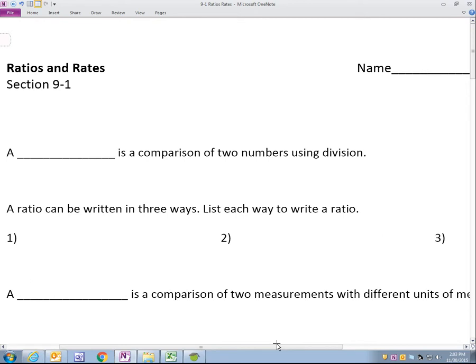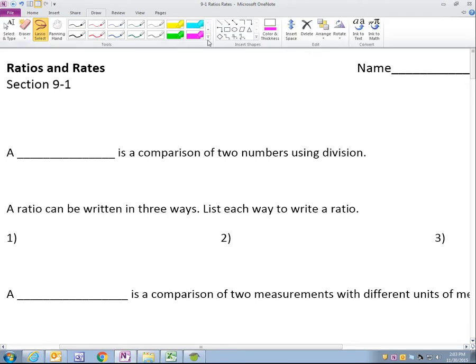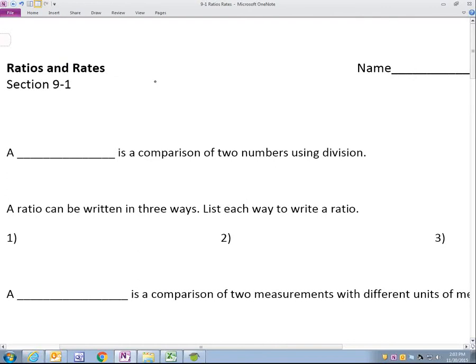A ratio. We ready? I'm ready. A ratio is a comparison of two numbers using division.